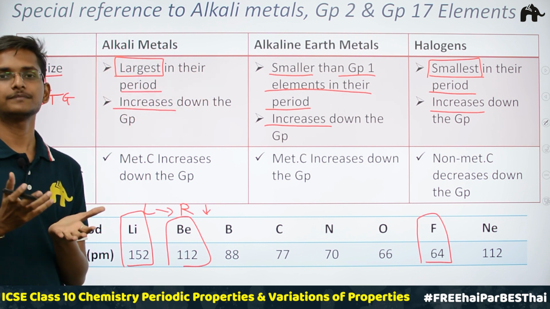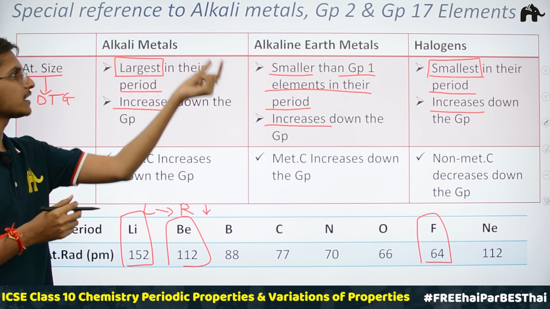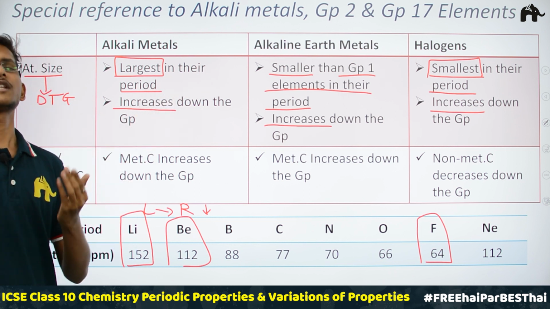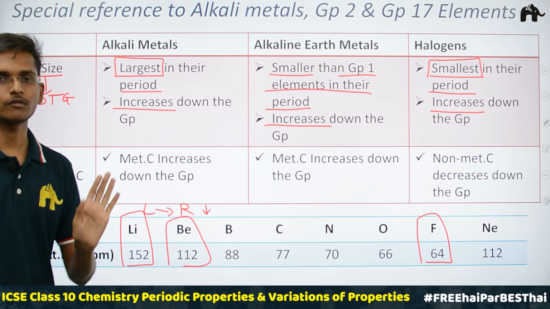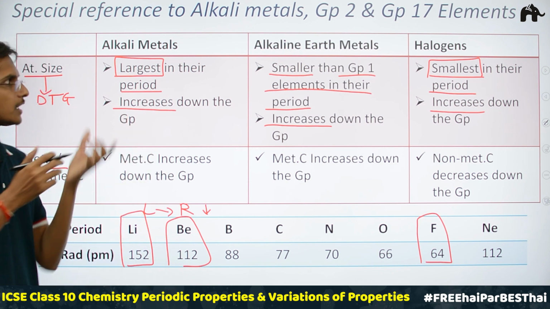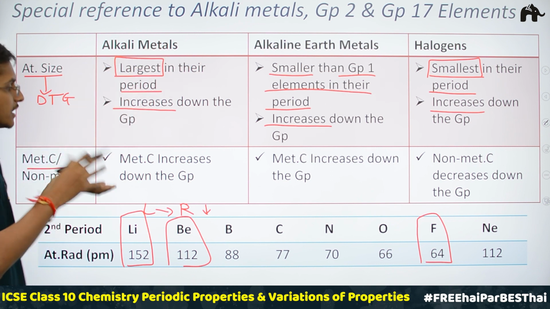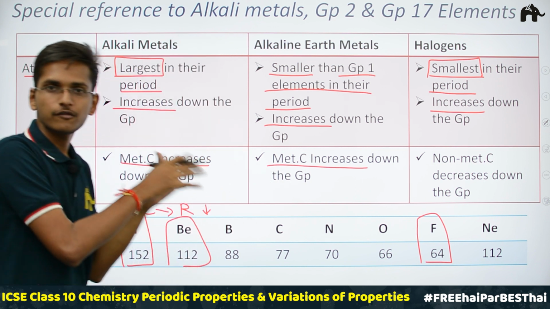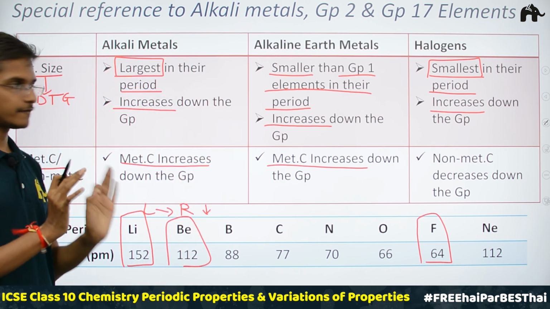So what is the trend? What happens to the alkali metals and alkaline earth metals metallic character when we move down the group? Just remember the trend of metallic character when we move down the group. That's it. So what happens? Metallic character increases, we know. And yes, alkali metals and alkaline earth metals metallic character also increases as we move down the group. They follow that trend. Absolutely, perfectly they follow that trend.